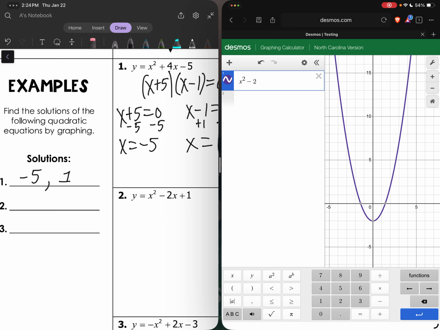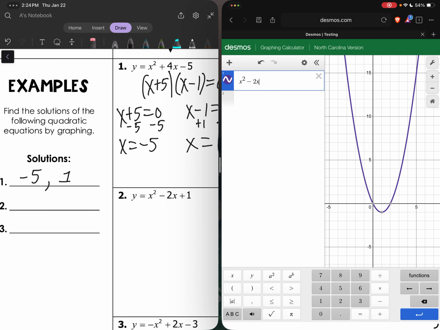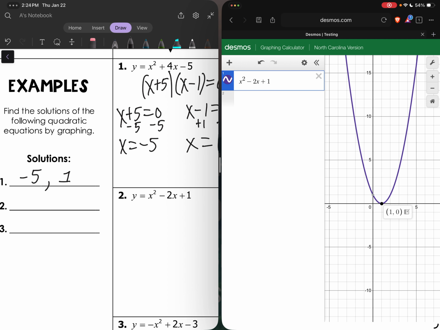X squared minus 2x plus 1. Now I'm going to do this one in Desmos first. So my answer is 1.